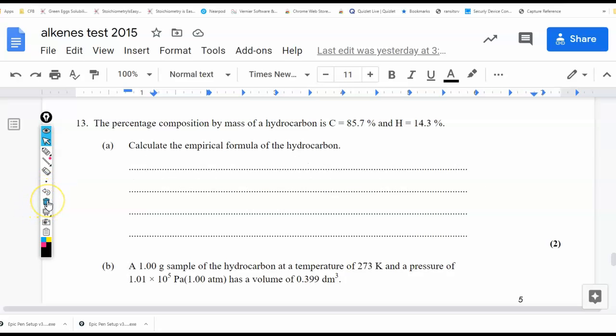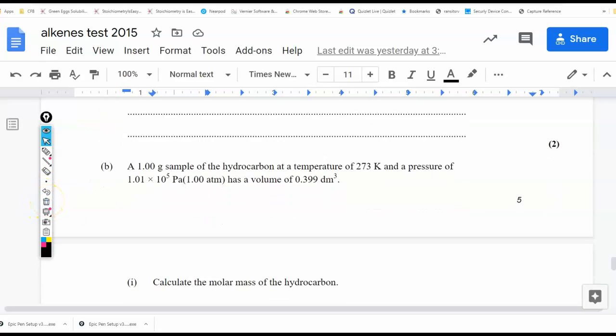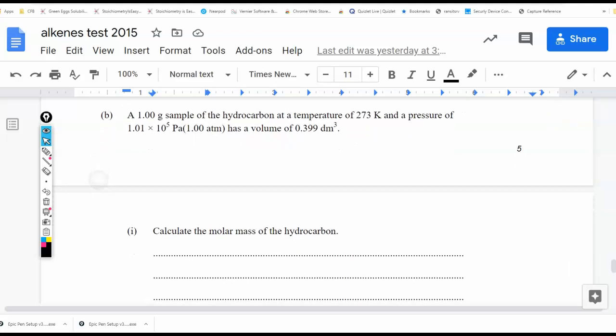Okay, so then we are going to go on to: now I have a 1 gram sample of the hydrocarbon at a temperature of 273 Kelvin and a pressure of 101.5 pascals, which is the same as 1 atmosphere, and it has a volume of 0.399 decimeters cubed. For those of us going, what? That's liters, everybody. What we're going to do is calculate the molar mass of the hydrocarbon, and this is a gas law question, so we're going to use PV equals nRT. The first thing we're going to do is solve for n using PV over RT.